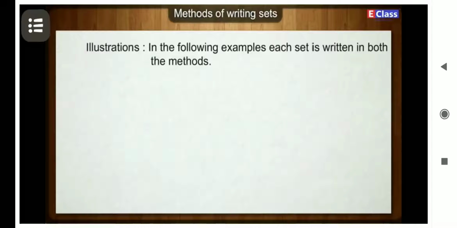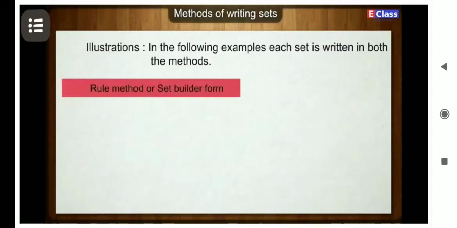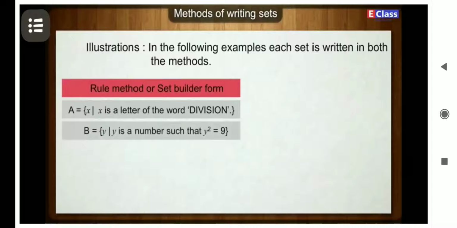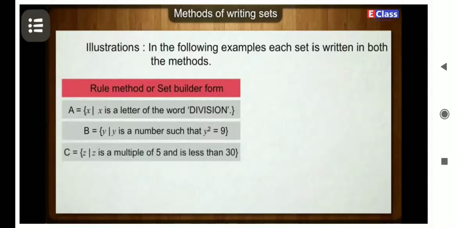Illustrations. In the following examples, each set is written in both methods: rule method or set builder form. A is a set of x such that x is a letter of the word DIVISION. B is a set of y such that y is a number where y² = 9. C is a set of z such that z is a multiple of 5 and is less than 30.